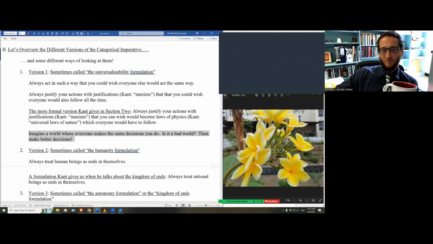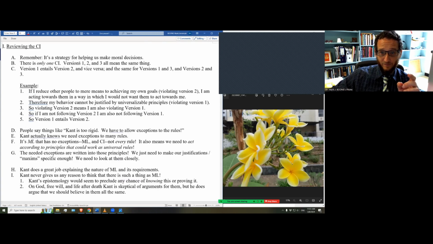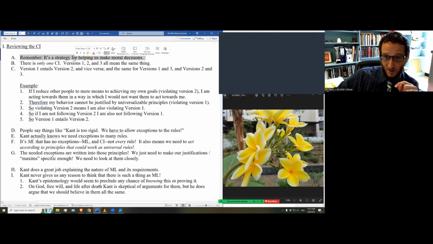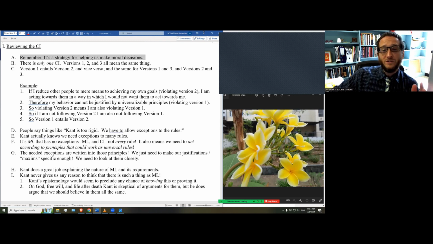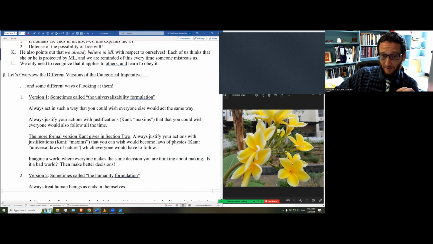And then here's the thought experiment style of working through version 1, which is a fairly good, simple paraphrase of it. Just imagine a world where everyone makes the same kind of decision you do, or the same decision you are thinking about making, because the categorical imperative is a strategy for helping us make moral decisions. And Kant is always focusing on situations where you have some sense of what is the right thing to do, but you're tempted to do something that's not right and that is selfish.